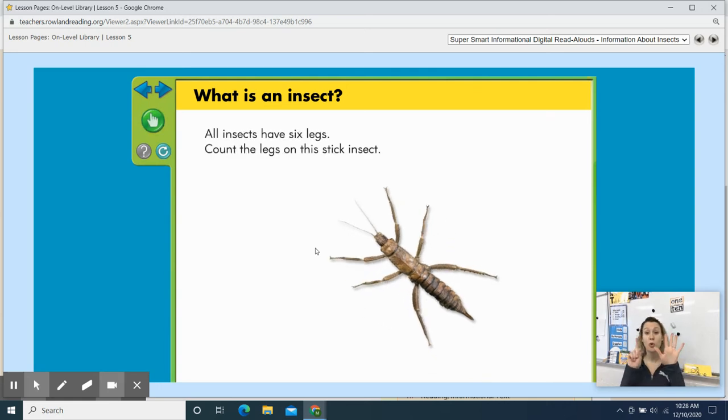All insects have only 6 legs. Count the legs on this stick insect. 1, 2, 3, 4, 5, 6. An insect has to have 6 legs.